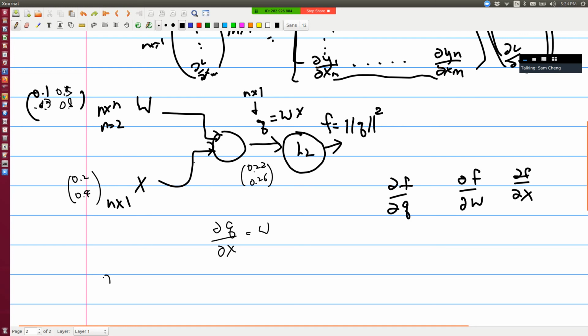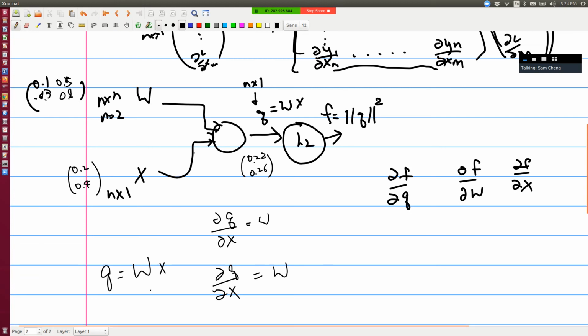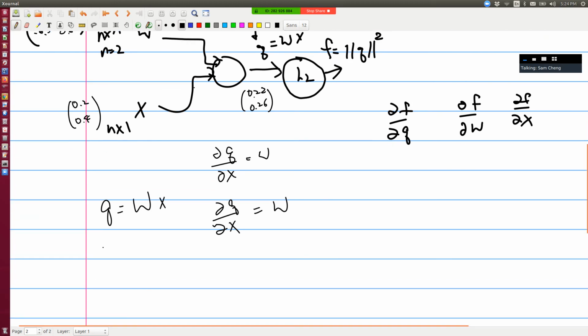If you have q equal to Wx here and you want to find the gradient of q, I don't even know what kind of notation I should use, but if I keep this notation, the derivative of q will be just equal to W. I should carefully go through that and take the derivative.